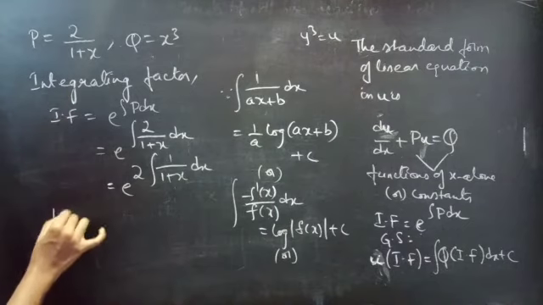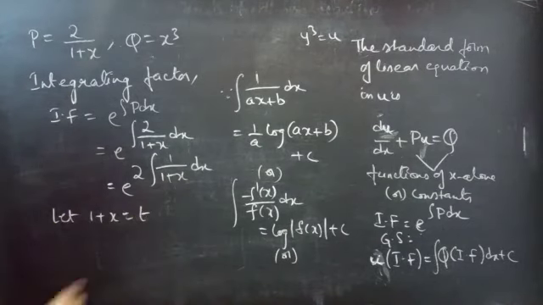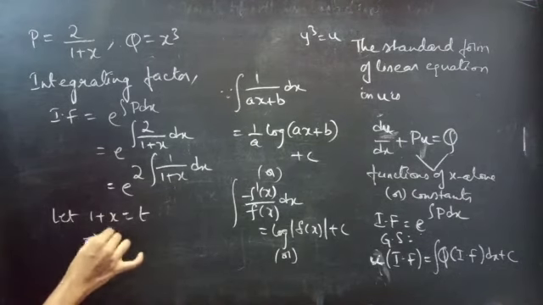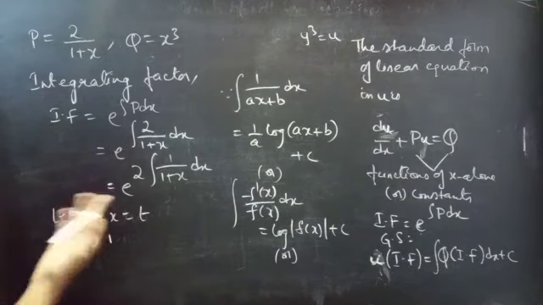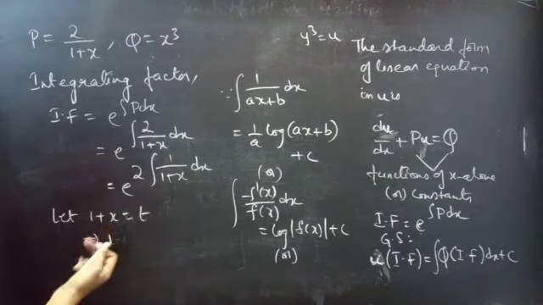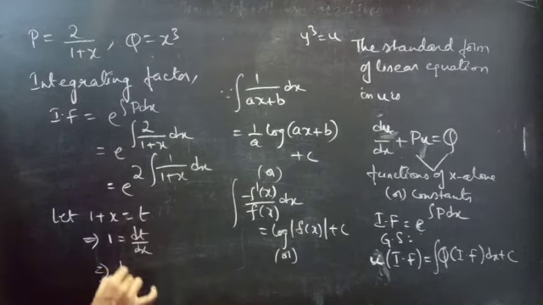Let 1 plus x equals t. Differentiate on both sides with respect to x. Then we'll get derivative of 1 with respect to x is 0, plus derivative of x with respect to x is 1, equals derivative of t with respect to x. Then we'll get 1 into dx, that is dx, equals dt.